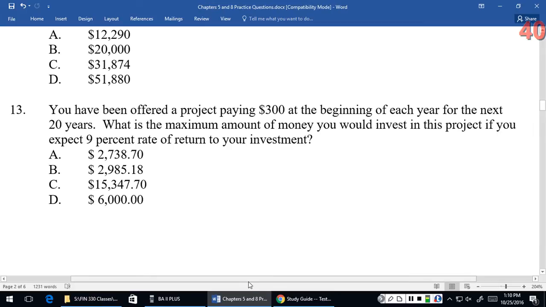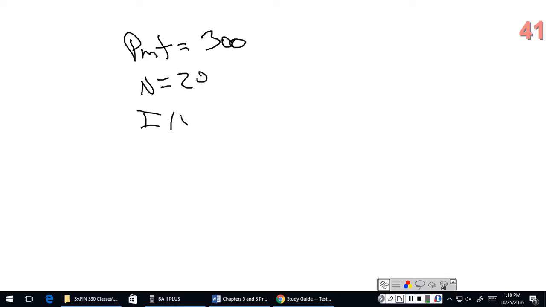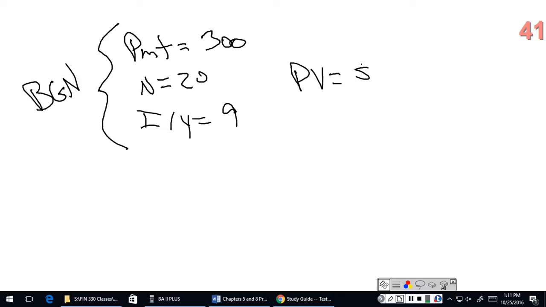Okay? So for this one, again, we've got 3 inputs. We have our payment, but you need to change the beginning of period payments first before you enter this information. So the payment's 300, N is 20, interest per year is 9, and again, we need to change the beginning of period payments, and we're looking for, in this case, the present value. How much would we pay today?